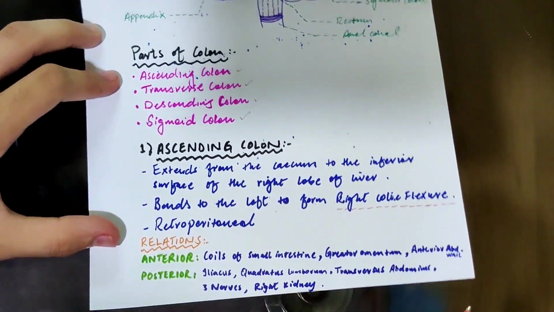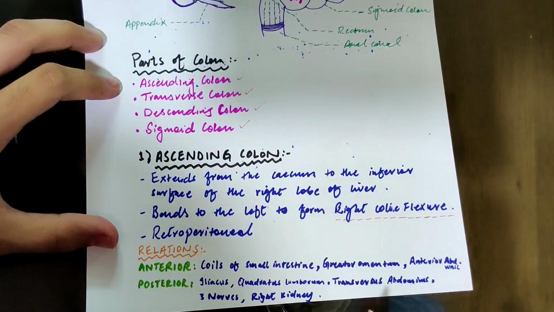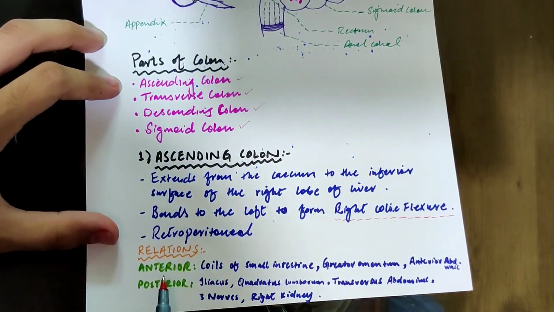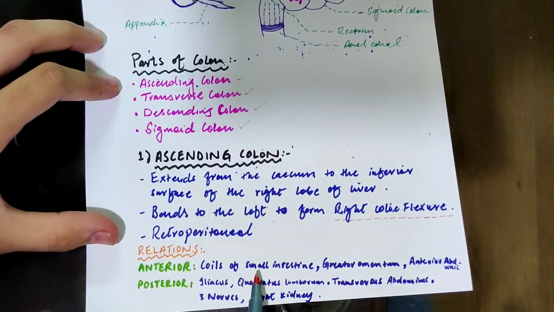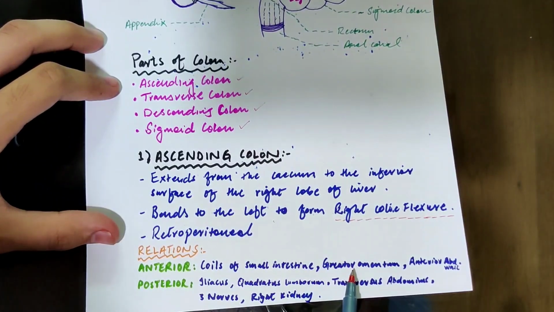So what are the relations of our ascending colon? We have the anterior and posterior relations. Anteriorly we have the coils of small intestine, the greater omentum, and the anterior abdominal wall.